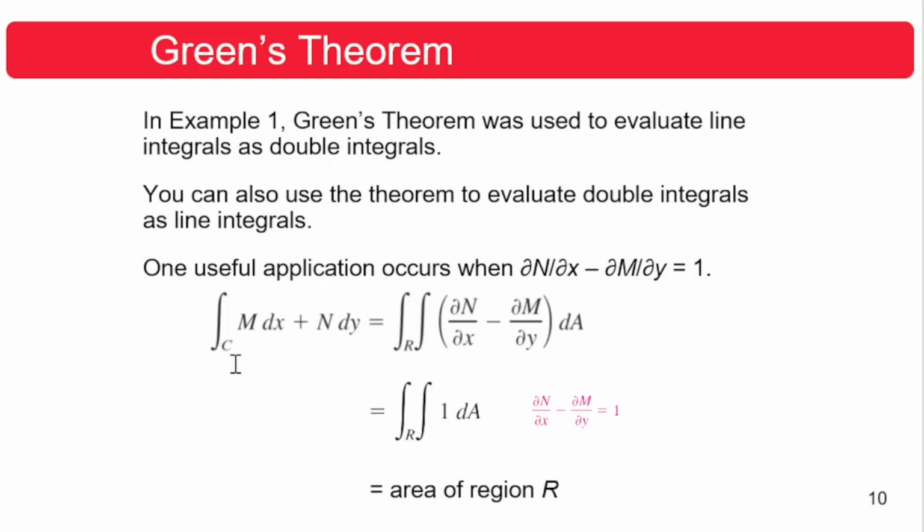So therefore the integral of m dx plus n dy over curve C is equal to the double integral of the partial derivative of n with respect to x minus the partial derivative of m with respect to y times the change in the area over region R. And because this partial derivative of n with respect to x minus the partial derivative of m with respect to y is equal to 1, this can be written as the double integral of 1 times the change in the area over this region R, which is the same as the area of region R.